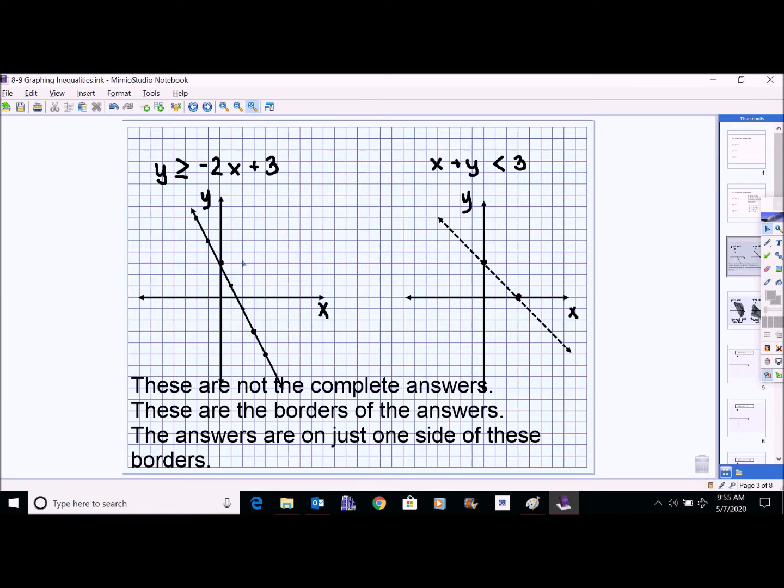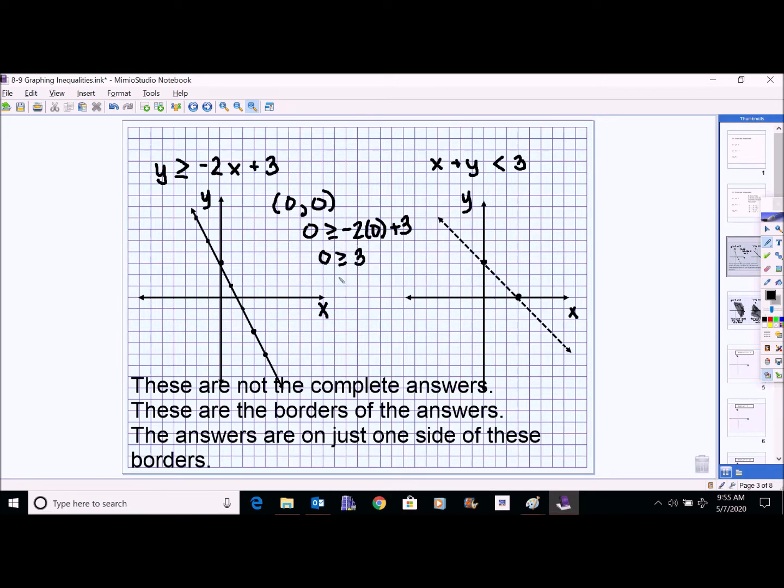So what we can do is check out our test points for this. For example, if I want to test the ordered pair 0, 0, and we know where 0, 0 lives, all I'm doing is checking one point. I don't have to check a whole bunch of them, and I plug in 0 greater than or equal to -2 times 0 plus 3. What I find is I have this.